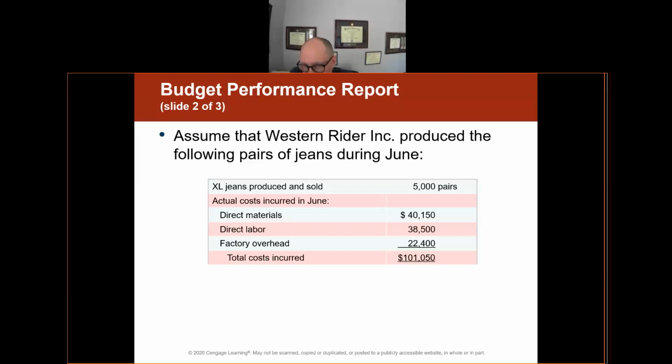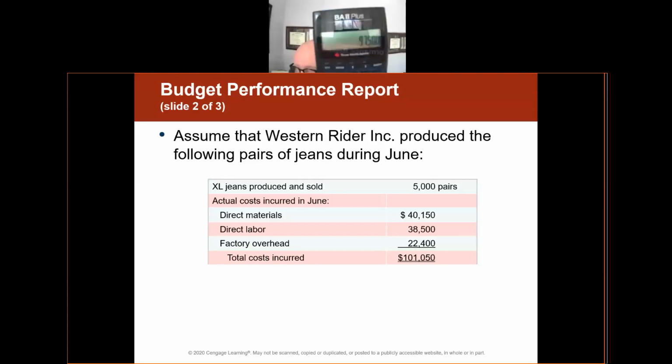Uh-oh. What does that mean? Who can tell me what that means? Our standard costs are $97,500. Our total actual costs are $101,050. What does that mean? Is that favorable or unfavorable? Who can tell me and tell me why? Don't all answer at once now.